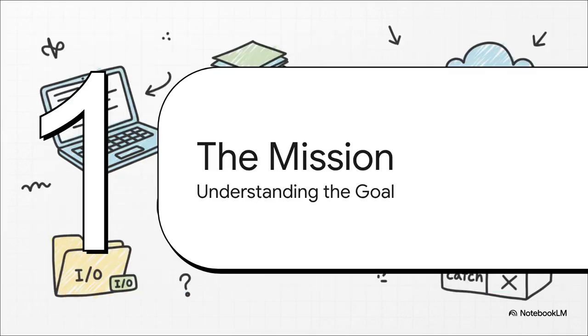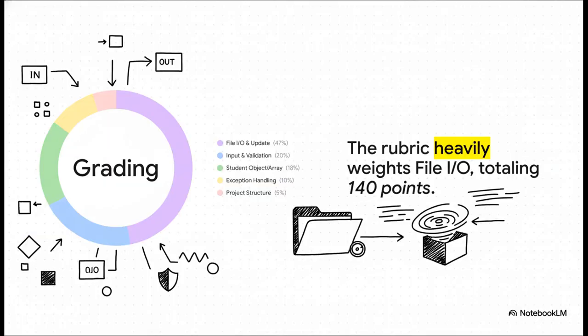So what is the big picture here? Well, your mission is to build a small but totally functional student record system. Think about what that means. You're going to capture what a user types in, you're going to create these little student objects in memory, and then, and this is the most important part, you're going to save that data to a file so it actually sticks around.